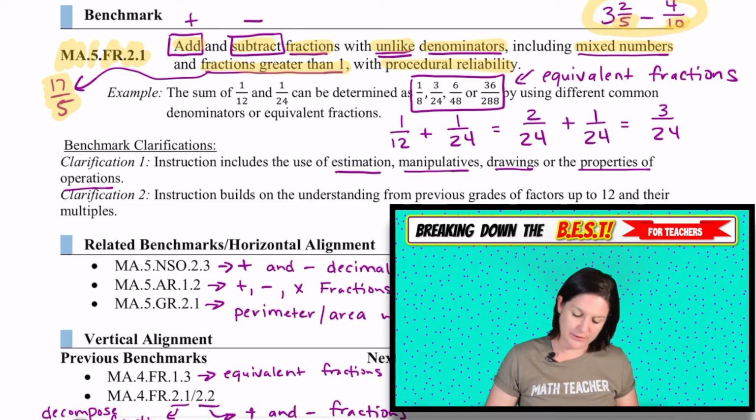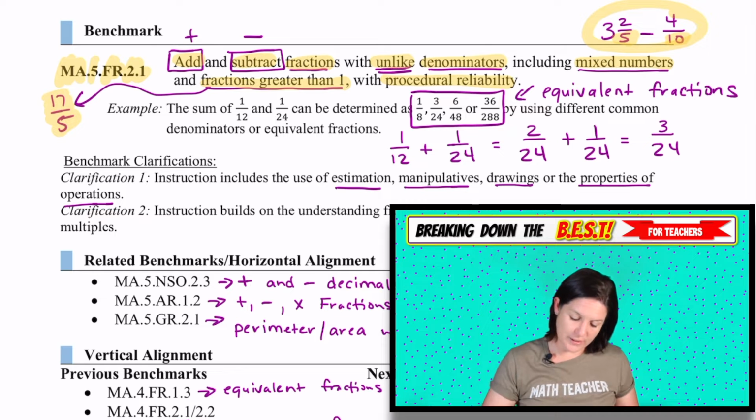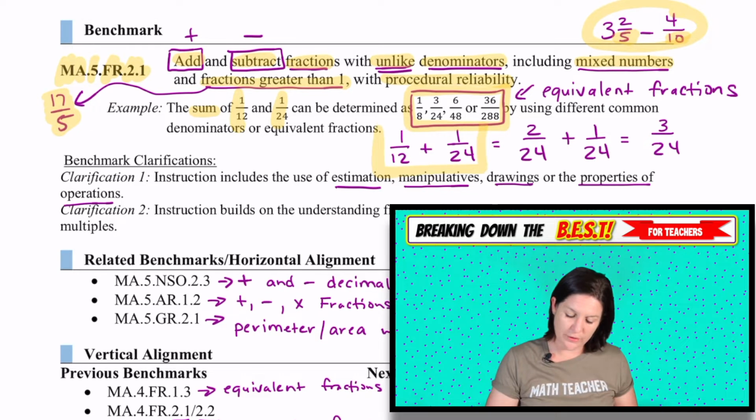with procedural reliability. Okay, so the example down here is saying the sum, or if we're adding, the sum of 1/12 and 1/24 can be determined by using these equivalent fractions. For instance, taking 1/12 plus 1/24, transforming that into 2/24 plus 1/24, which would equal 3/24, okay?